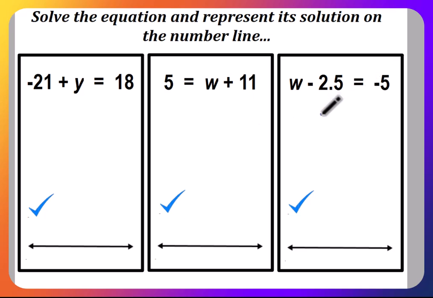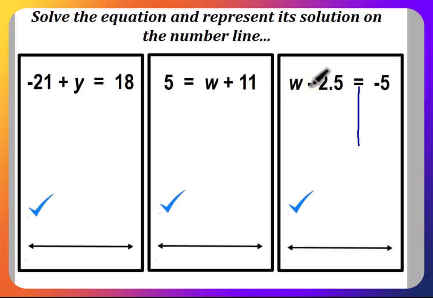Let's look at this last one. Okay, w minus 2.5 equals a negative 5. First thing you're going to do is draw your line underneath your equal sign. What side is the variable on? It's on the left side. So we need to work with this.